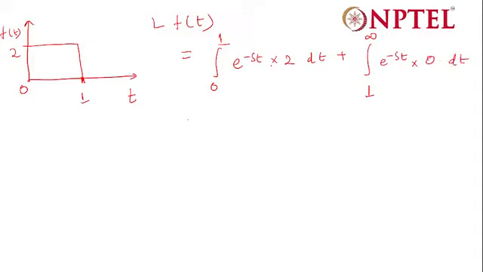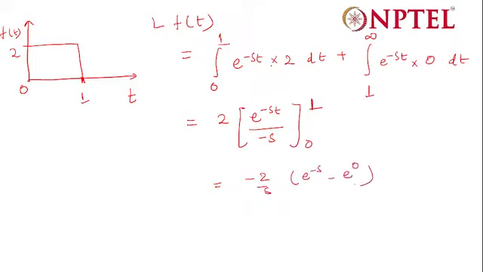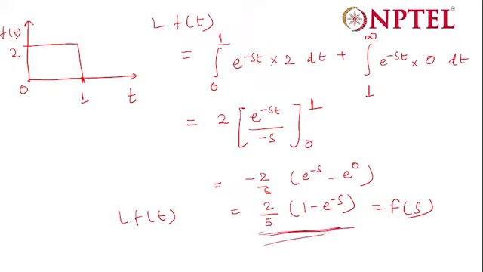If we integrate this term, it will be 2 e to the power minus st divided by minus s, from 0 to 1. If we fill this in, it will be minus 2 by s, e to the power minus s minus e to the power 0. This will be 2 by s times (1 minus e to the power minus s). So the Laplace transform of this function will be this. Again, you can see this is a function of s. So you converted this into a Laplace transform.